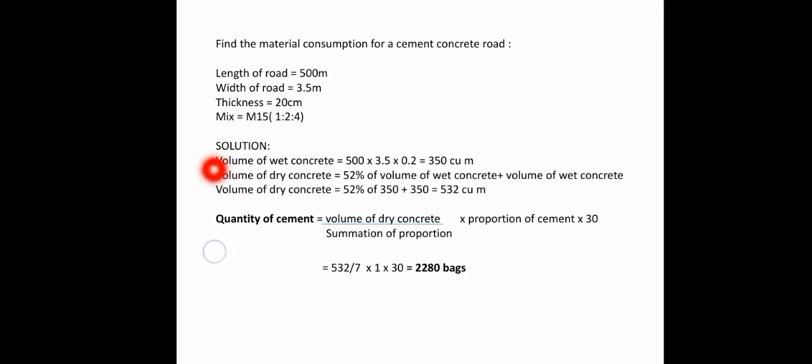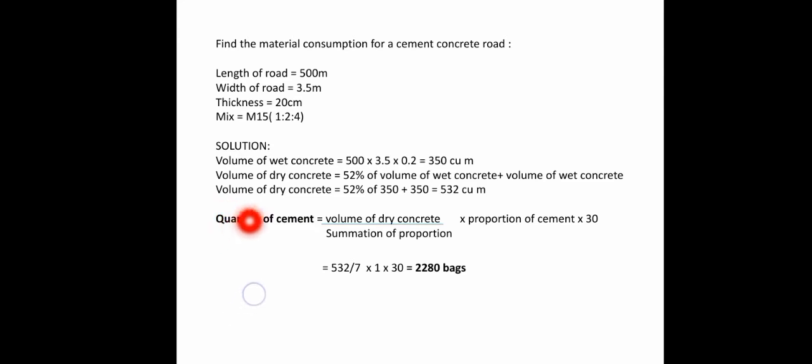Now first step same. We will calculate the volume of wet concrete by multiplying the length, width and thickness. Thickness is converted in meters. So substituting the values, we get 350 meter cube as volume of wet concrete. Now volume of dry concrete equals 52% of volume of wet concrete plus volume of wet concrete. 52% of 350 plus 350. 532 meter cube is the volume of dry concrete.